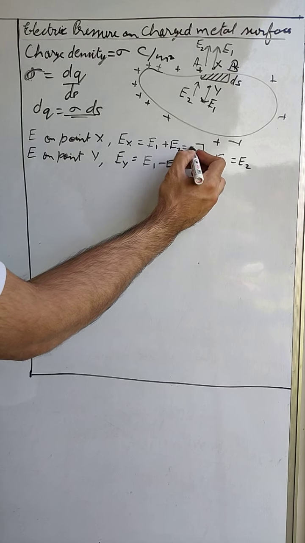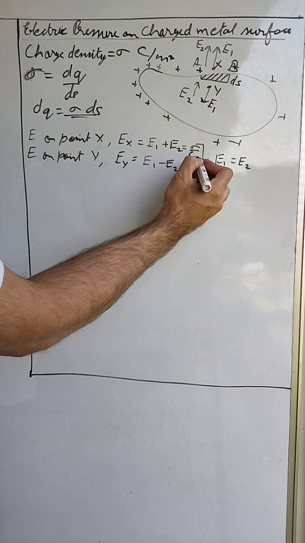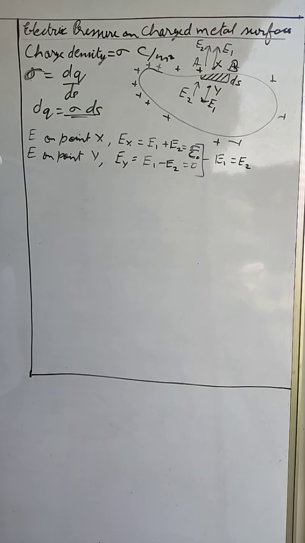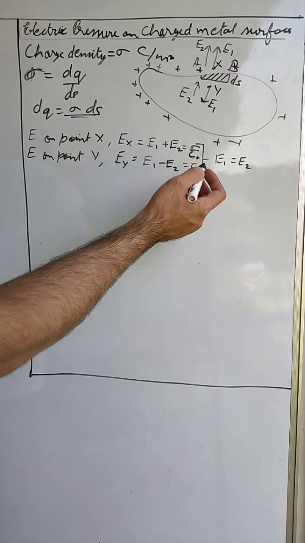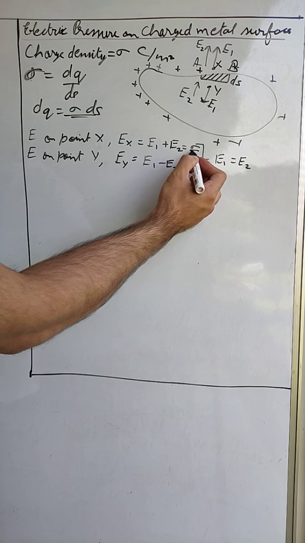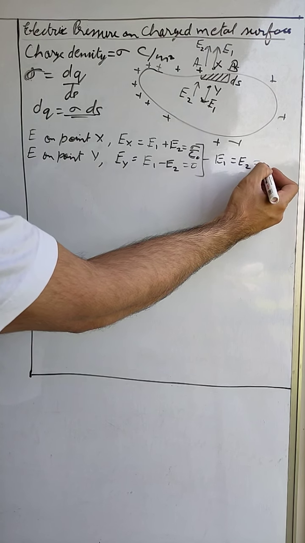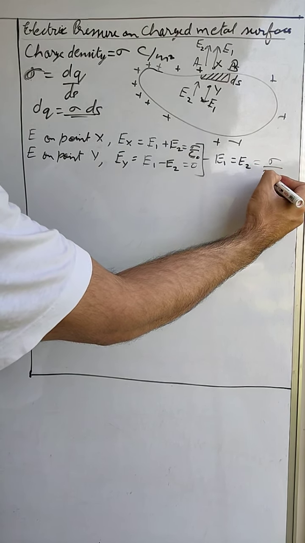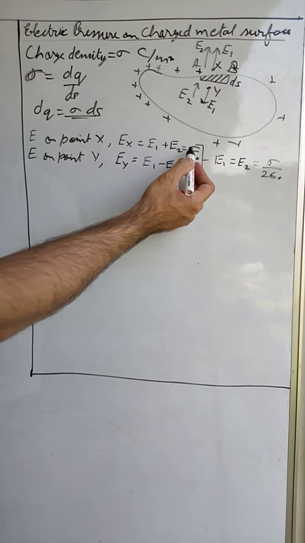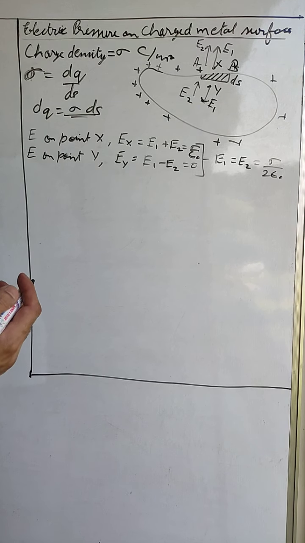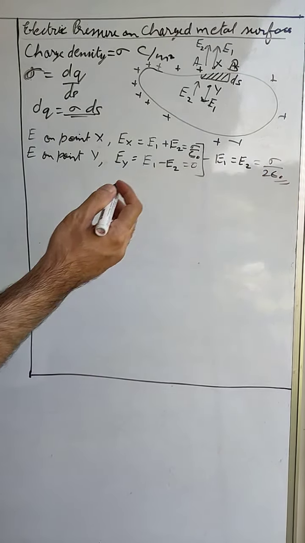From a previous derivation, we know that E1 plus E2 will be equal to sigma upon epsilon naught. This derivation we have already done in previous videos. So E1 plus E2 equals sigma upon epsilon naught, and if E1 equals E2, then both of them will be equal to sigma upon 2 epsilon naught, half of this value. So this is a very important result.